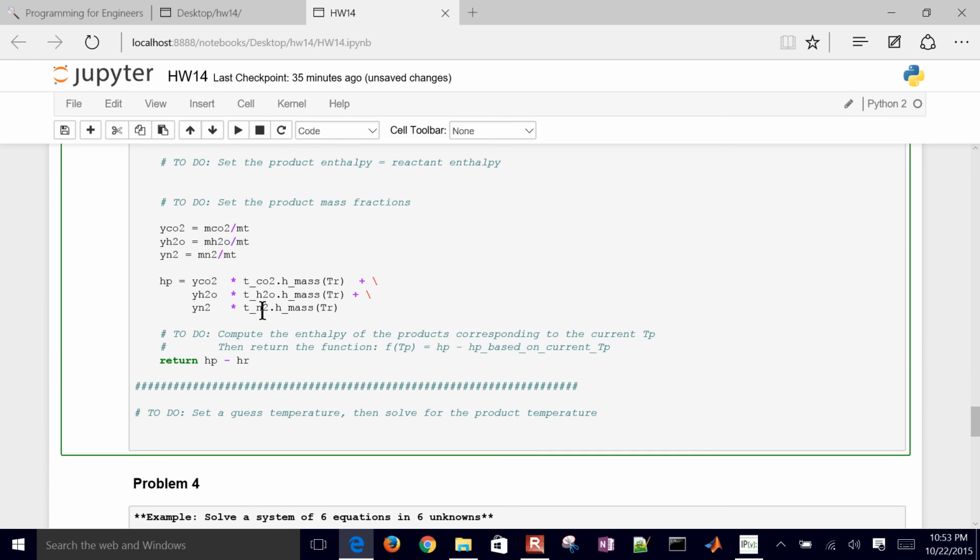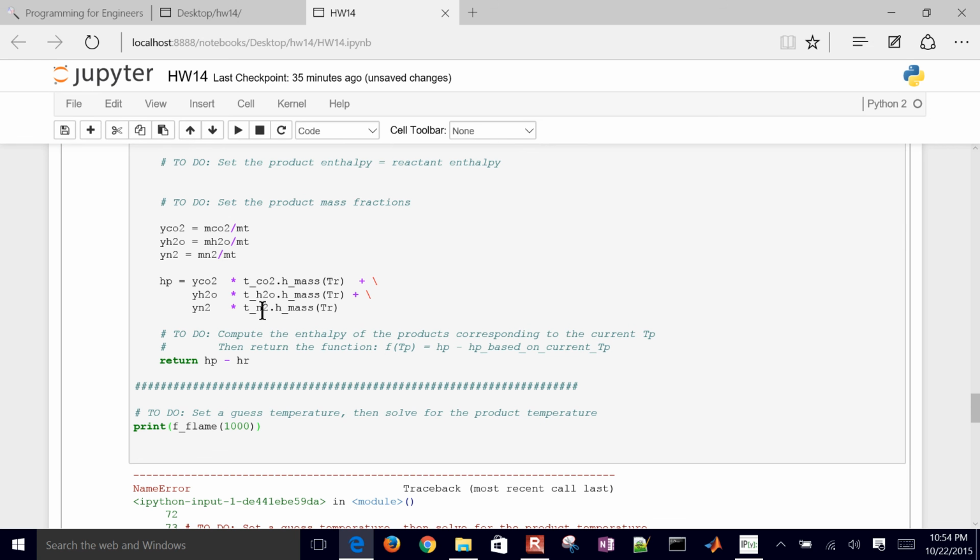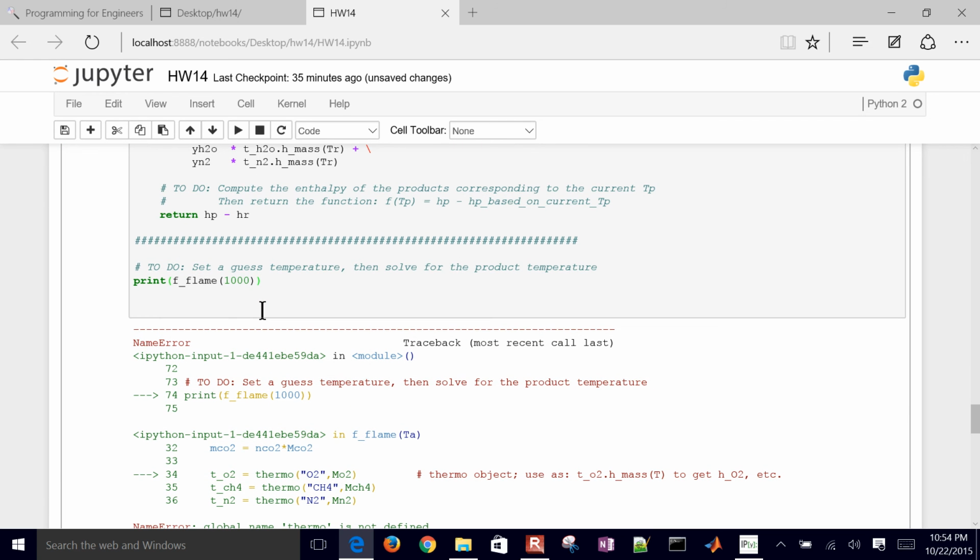So what I'm going to do now is set a guess temperature and then solve for the product temperature. First of all, let's just make sure we're working correctly here. I'm just going to guess 1,000 degrees Kelvin. Okay, so I've got an error here, the thermal object.